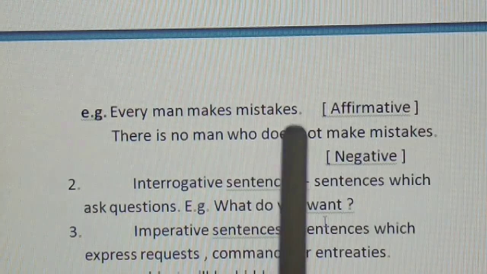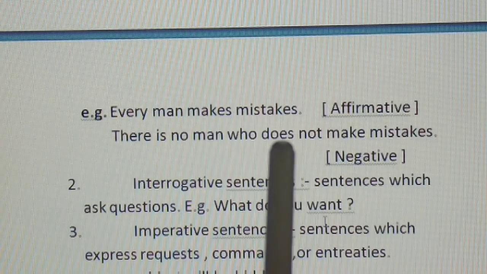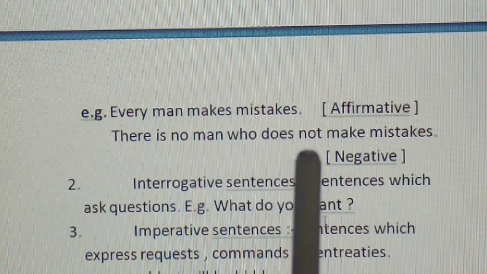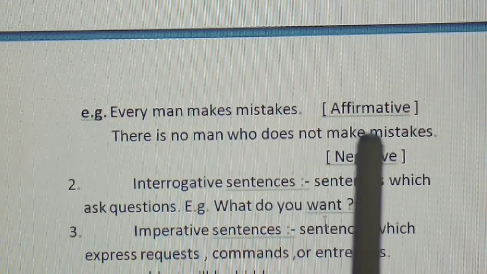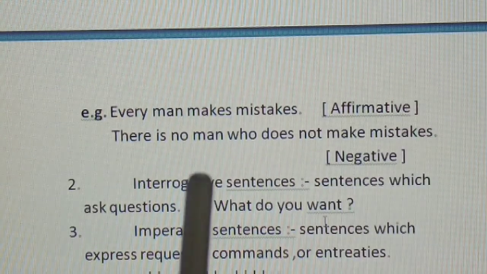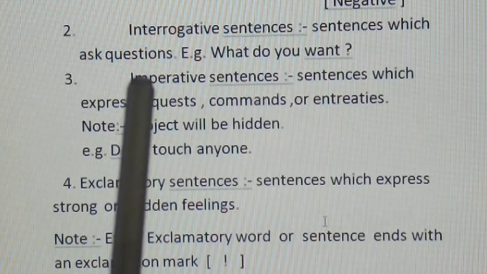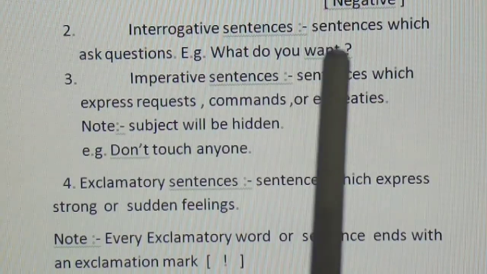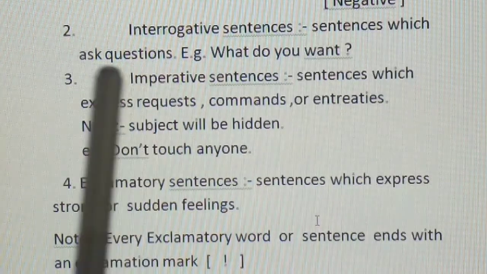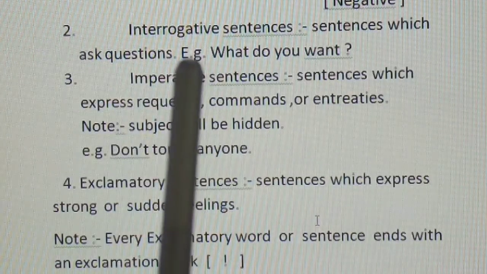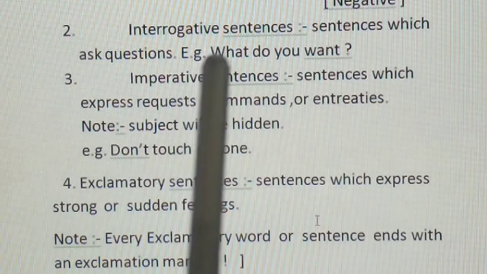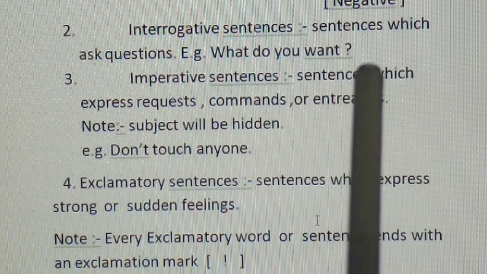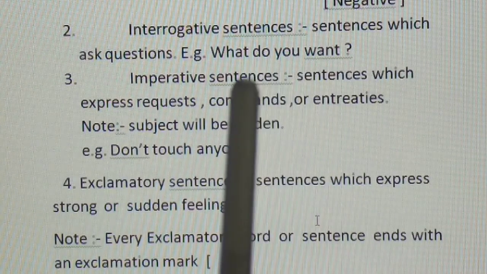In the negative sentence, you will always find negation. That is, no, not, does not, do not. This is the negative sentences, right? Now, the second is interrogative sentences. What are interrogative sentences? Sentences which ask questions. Sentence questions put up karte hain, known as interrogative sentences. For example, what do you want? It has a question mark, it is an interrogative sentence.